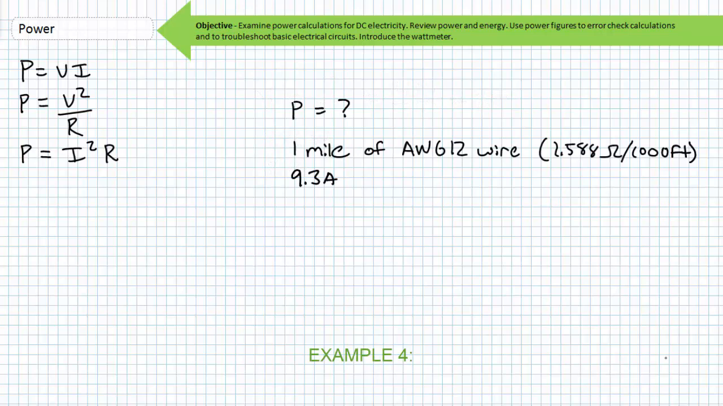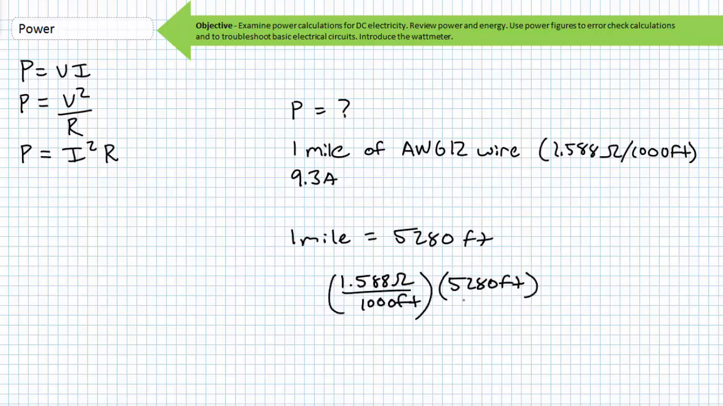Example problem 4. What is the power dissipated by just the line when that line consists of a mile-long 12-gauge wire with 1.588 ohms per 1,000 feet when it carries 9.3 amps of current? I've not directly given you the resistance value, but it can be easily calculated using some unit conversions, where 1 mile equals 5,280 feet. And if the wire has a resistance of 1.588 ohms per 1,000 feet, 5,280 feet would have roughly 8.4 ohms of resistance.